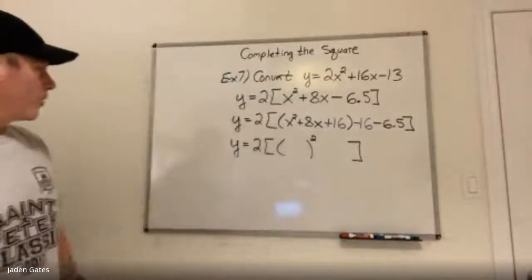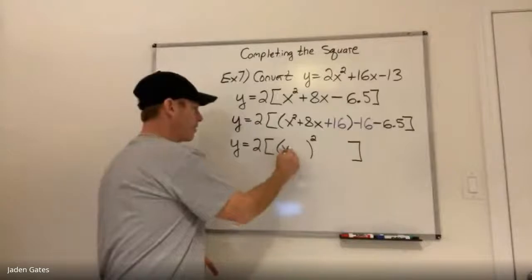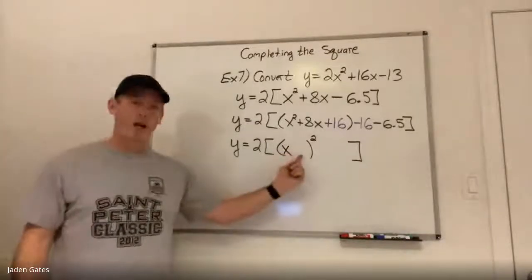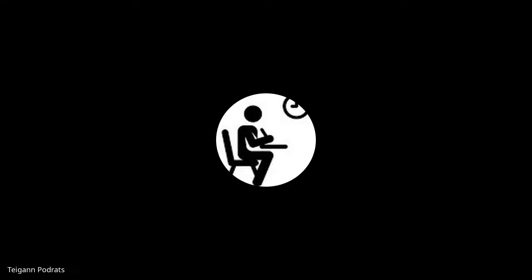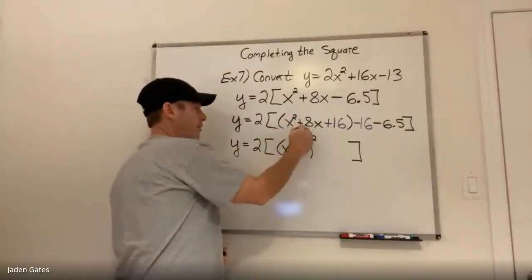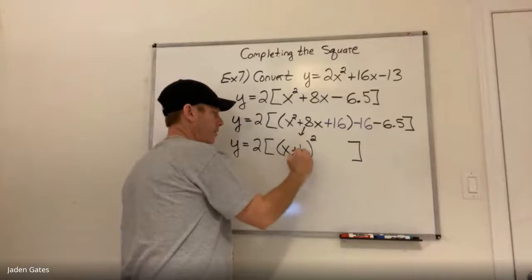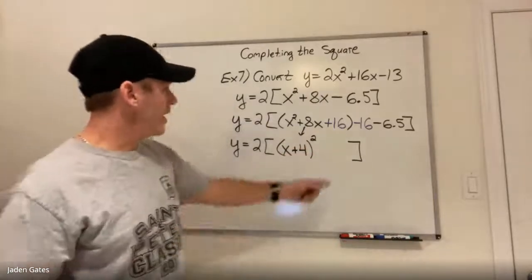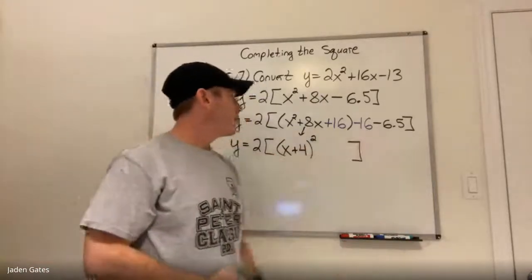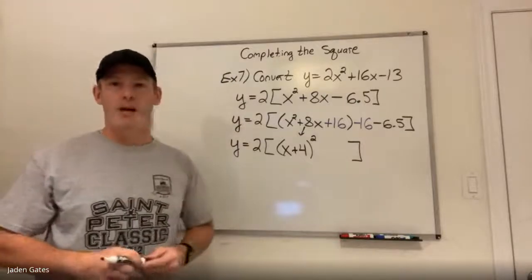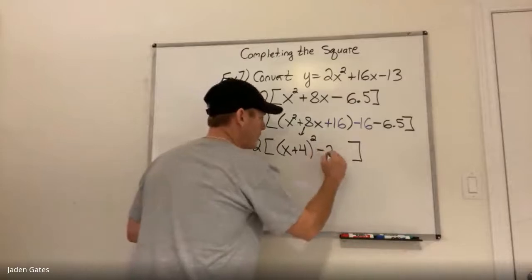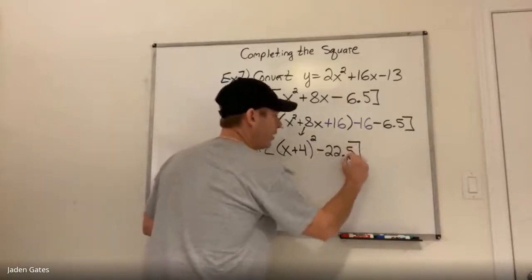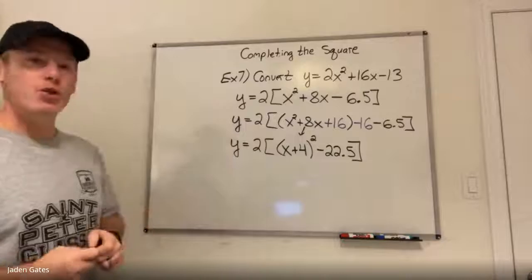All right, so again, inside here, I'm going to have an x there. The number I have right here is going to be what? +4. Take half of that 8. There we go. All right, and then again, I got this leftover stuff. I lose 16, I lose 6.5. I believe I'm down 22.5. All right. The square has been completed.